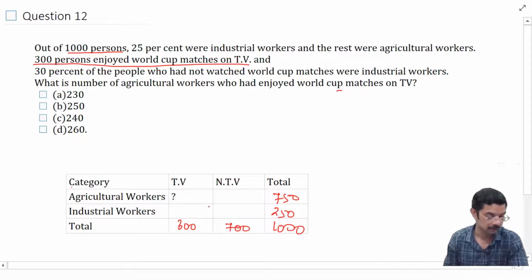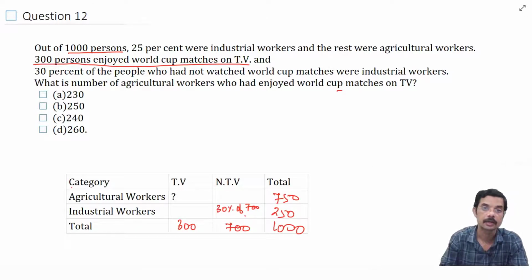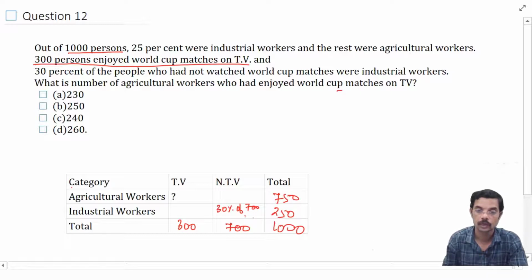700 will be here. Next, 30% of the people who did not watch were industrial workers. So this is 30% of 700. What is 30% of 700? 30% of 700 is 210. Okay, we are supposed to find out this value. So this is 700 and then we have 210. So 700 minus 210 will be something, or we can have it in another way.